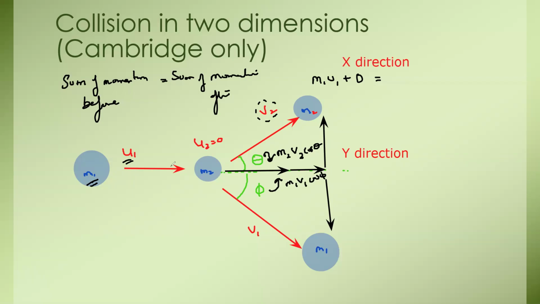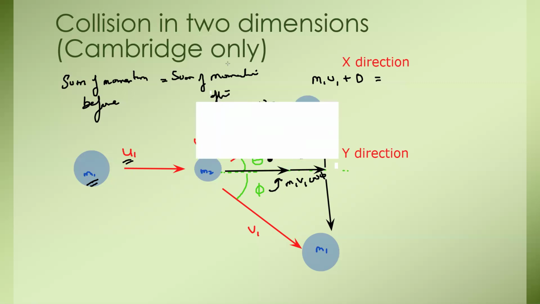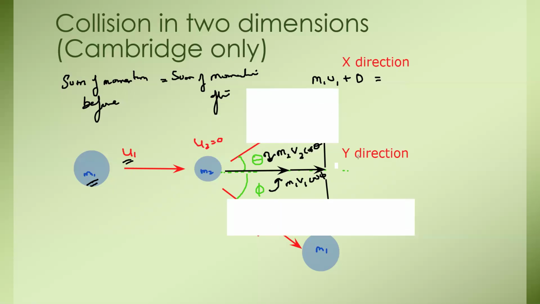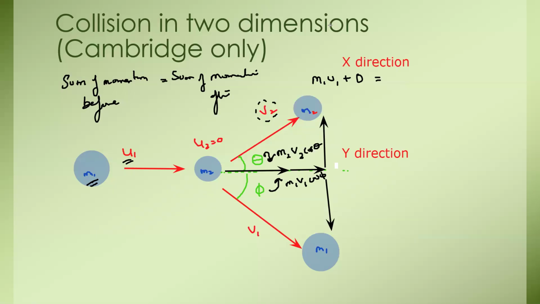That's why, if we only take the motion in the x direction, we exclude the y direction. So you will find that in the x direction, it is m1 v1 cosine phi plus m2 v2 cosine theta. That's why when we write here, we write m1 v1 cosine phi plus m2 v2 cosine theta.